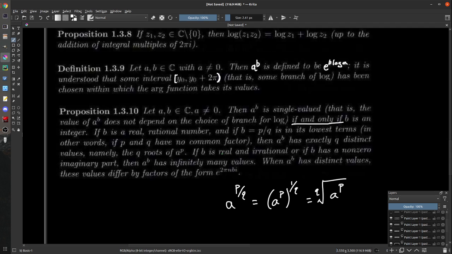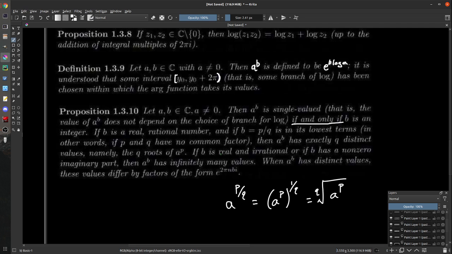The next part is more interesting. The next part is weird. If b is real and irrational, or if b has a non-zero imaginary part, that is, if b is genuinely complex and not just a real number, if it has something other than 0 by that i, then a to the b has infinitely many values. Ooh, now that is pretty wild. You have to choose not only from, say, well, I mean, you could have one thing. You could have some finite number of things, like the q roots of a to the p. And then it gets weirder, and you have potentially infinitely many choices.